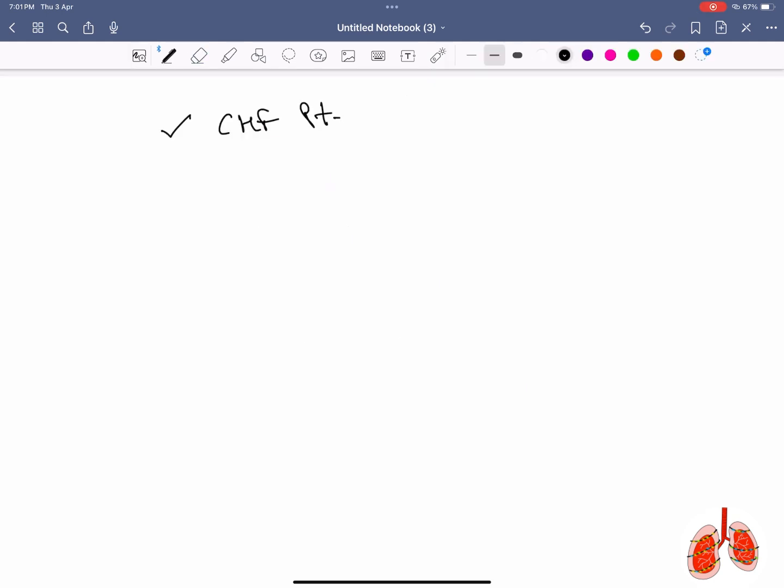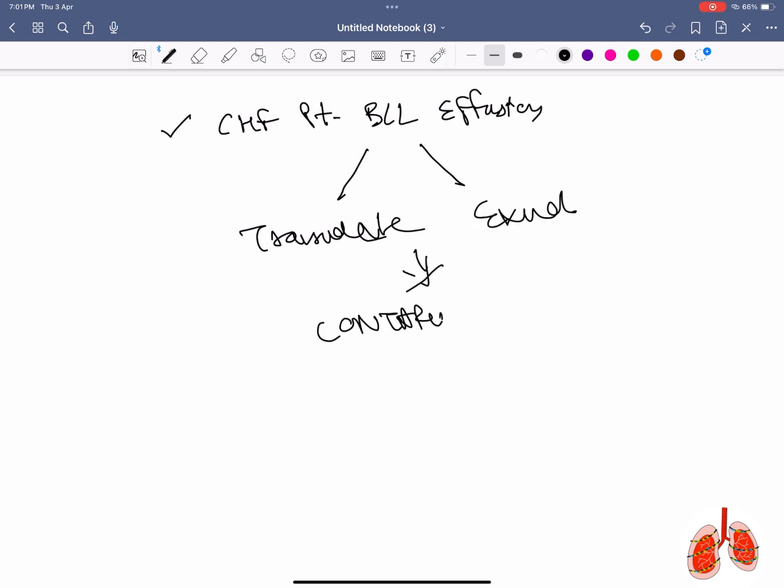Patient with CHF presenting with bilateral pleural effusion. Upon examination, it was found that one side had transudate while the other had an exudate. So it is called Contarini syndrome.